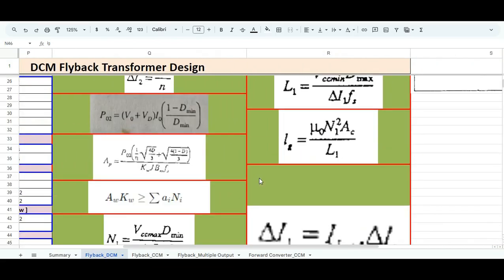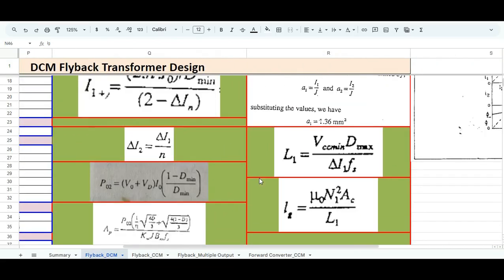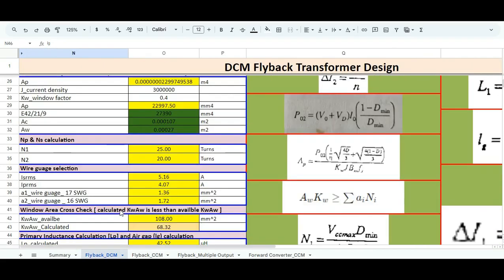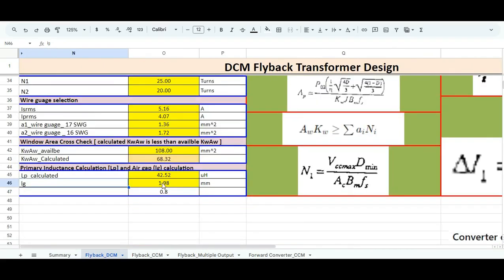And since this is a flyback transformer, you need to have the air gap. You want to calculate the air gap, and the air gap is given by Lg. Lg equals mu naught N1 square AC divided by L1, and this gives you the value of 1.98 mm. That means you can use 2 mm thickness for the air gap. Mylar paper of 2 mm thickness, you can use it.